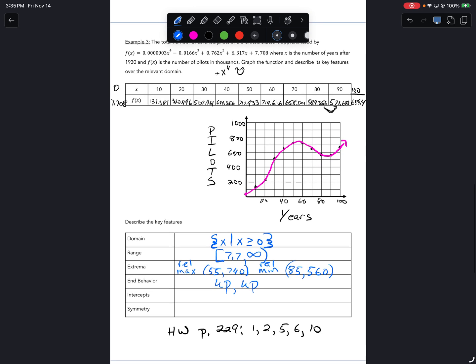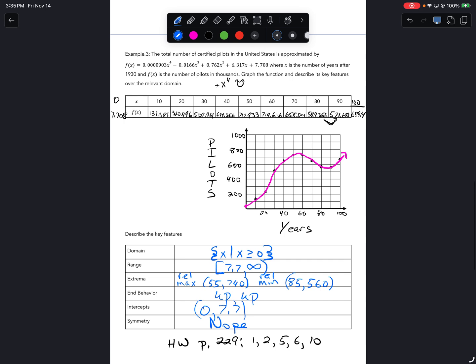Intercepts, where does it cross the y-axis? 0, 7.7. Is it symmetrical? Can I draw a line down the middle and reflect it over that line and it matches up? Nope. Okay, we're almost done, not quite.